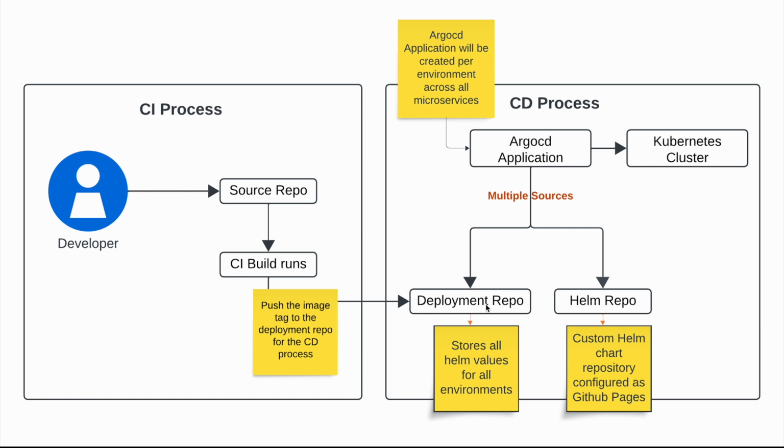So suppose I have one microservice, deployed to dev, test, and prod, and generally you have a different values file for your environments. So you will create a repo, put the environment folders, and create the values file that your Argo CD is going to use. So that is your deployment repo.